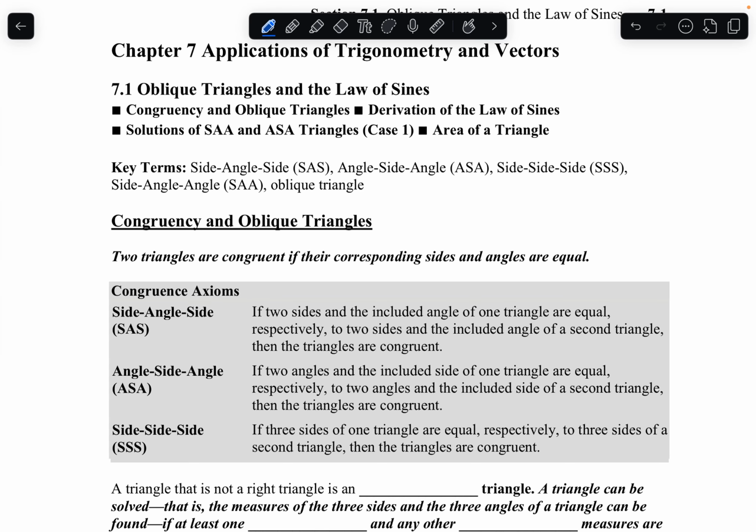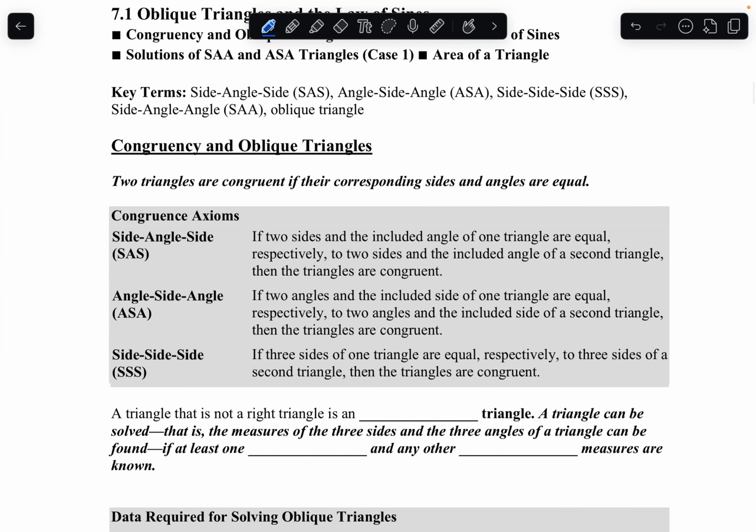These should be familiar to you from geometry. Remember that two triangles are congruent if their corresponding sides and angles are equal, such as side angle side, if two sides and the included angle of one triangle are equal respectively to two sides and the included angle of a second; angle side angle, two angles and the included side; and then of course side side side.